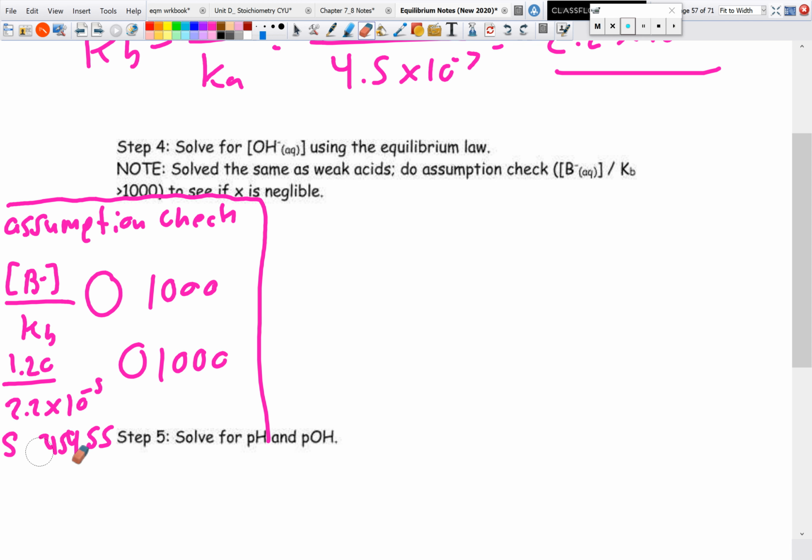We get 54545455, which is of course greater than 1000, because the assumption check works.